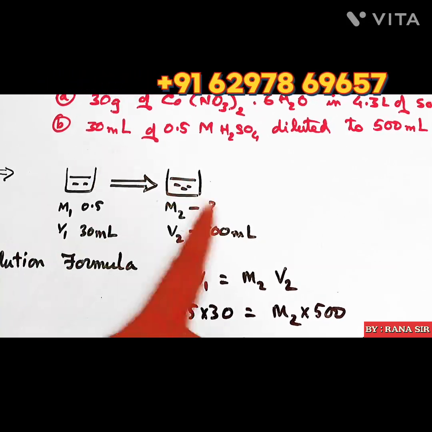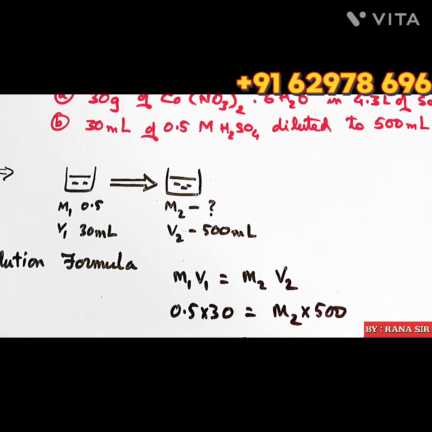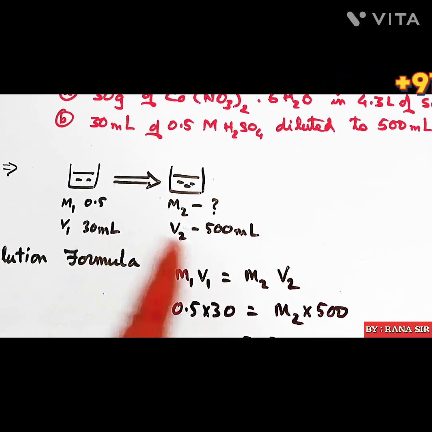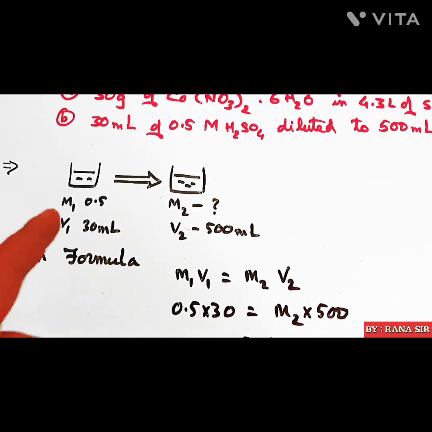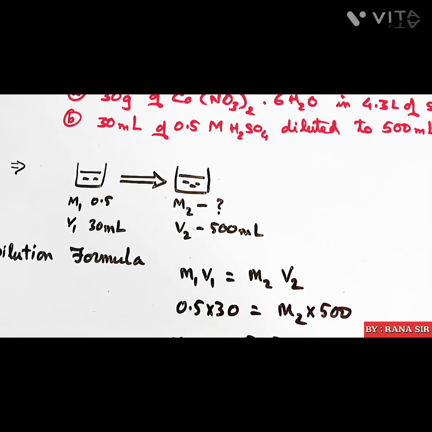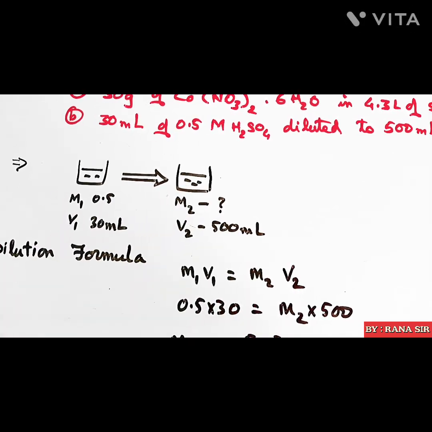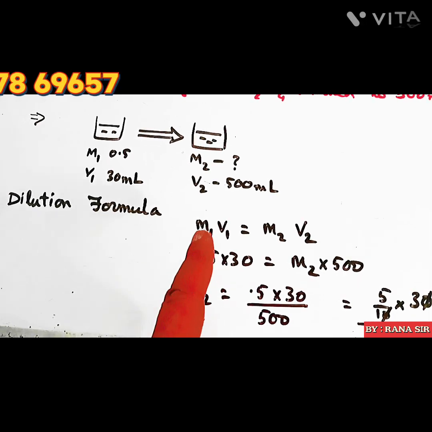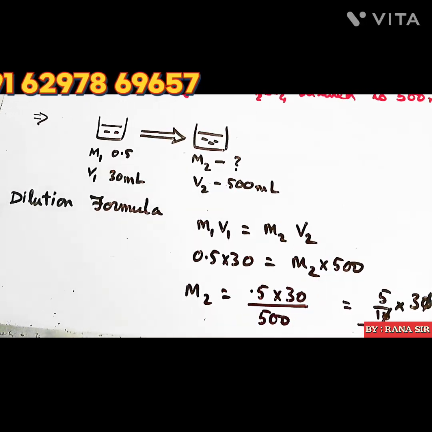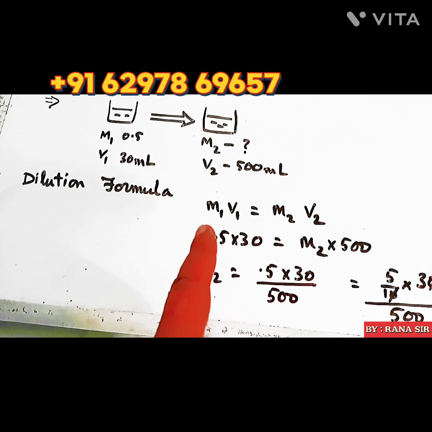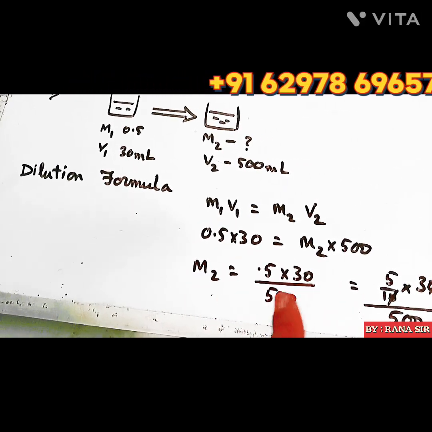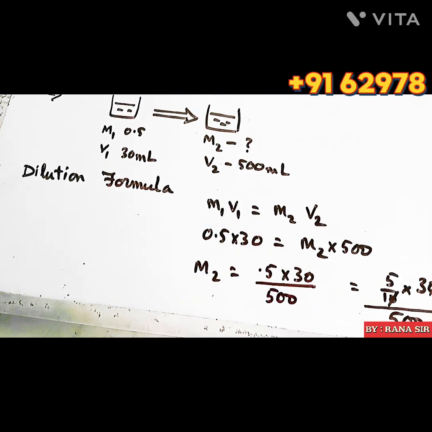It has been diluted to another beaker and the volume now becomes 500. So 30 becomes 500. What is the change in molarity? 0.5 will become what? So we will use the dilution formula. What does this dilution formula say? M1 V1 equal to M2 V2. Now we place the numbers. M1 means 0.5 into 30 equal to M2 into 500.